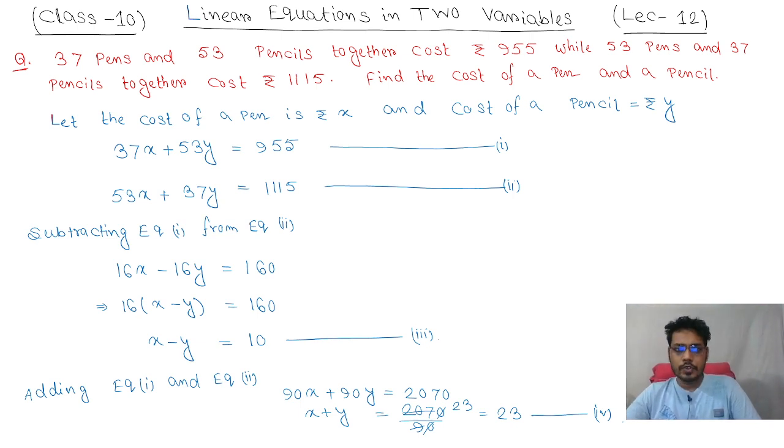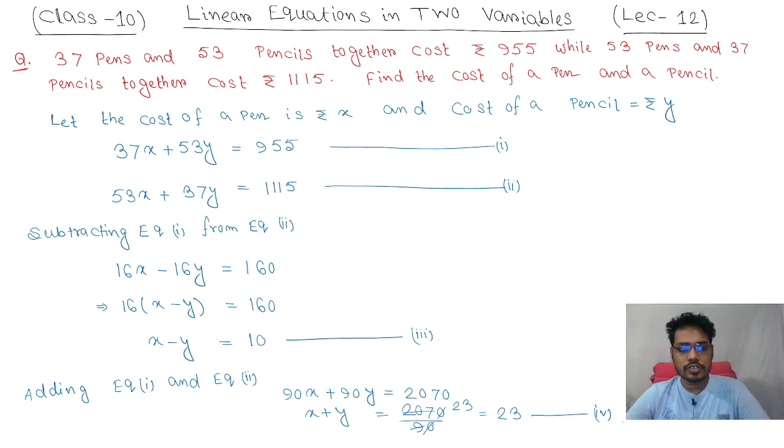As we don't know the cost of a pen or the cost of a pencil, we need to assume. So the cost of a pen is rupees X and the cost of a pencil is rupees Y. So 37 pens, 37X, and 53 pencils, 53Y, together will be 955. That will be equation number 1. And 53 pens, that means 53X, and 37 pencils, 37Y, equals 1115.